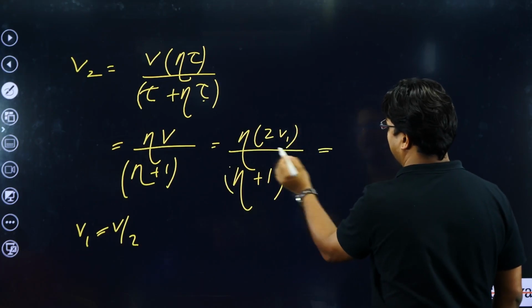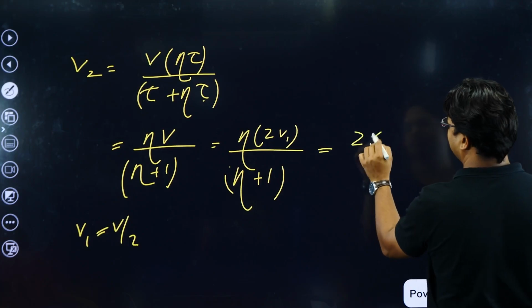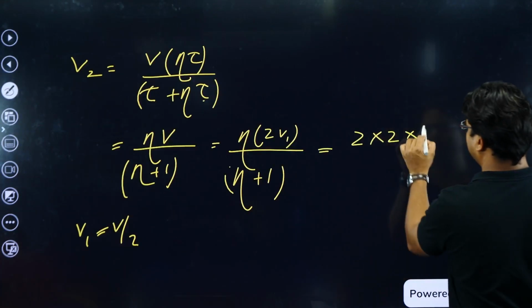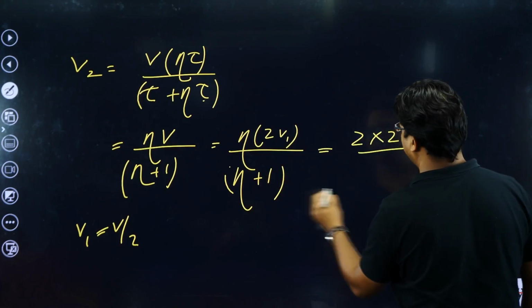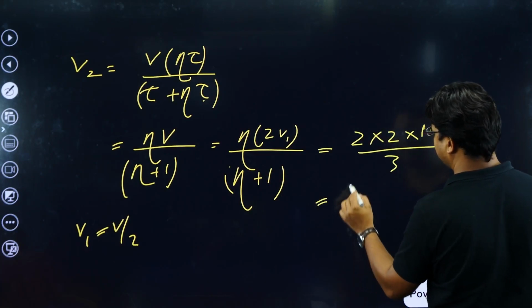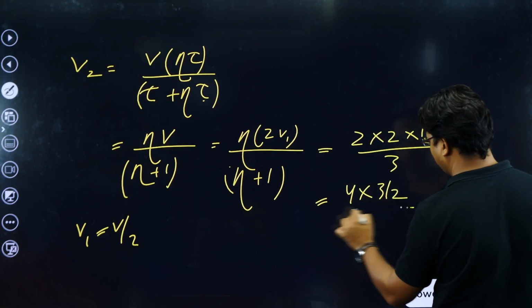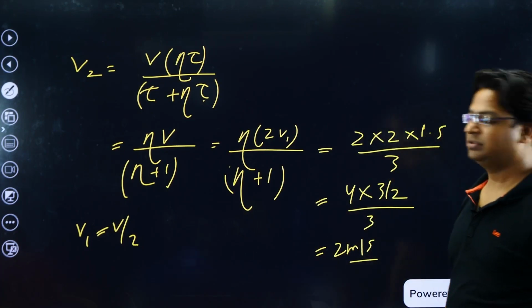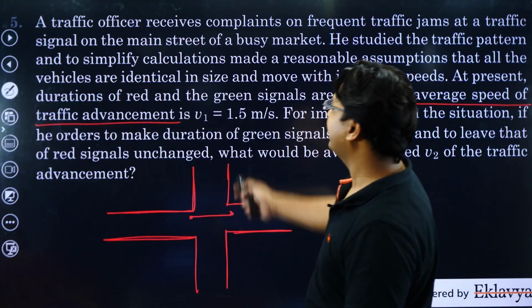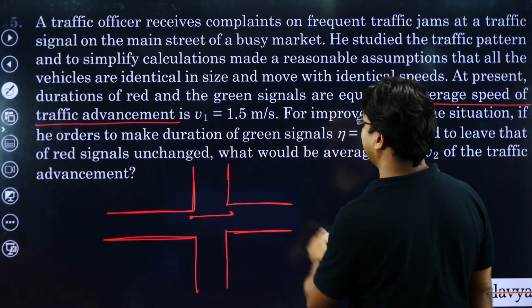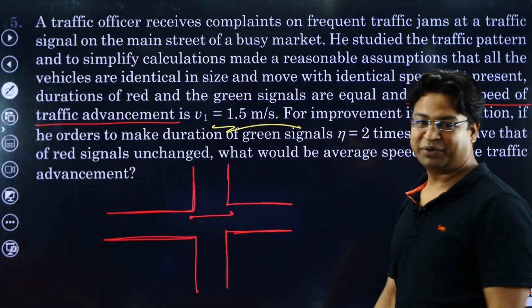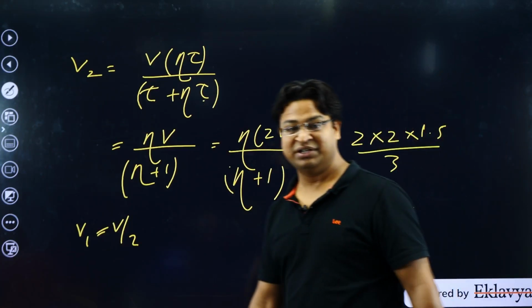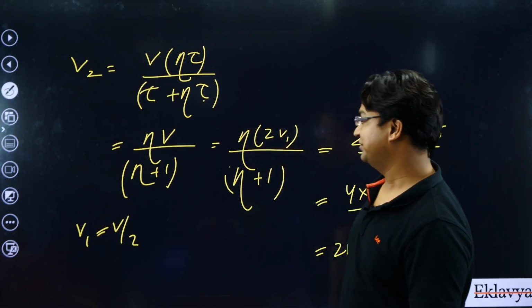That is your answer. Let's put the values. Eta was 2, v1 was 1.5, and 2 plus 1 is 3. So this becomes 4 into 1.5 by 3. So that's 2 meters per second. Bravo! The traffic officer did a good job. He increased the average speed from 1.5 meters per second to 2 meters per second. That's almost a 33% increase in the average speed. That's a good job actually.